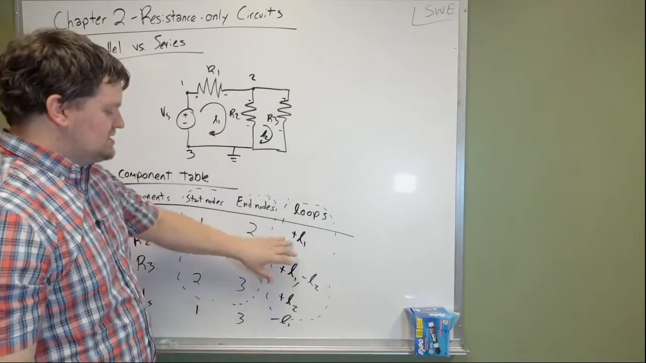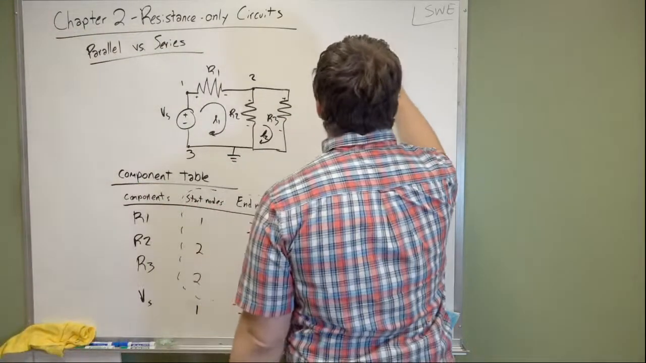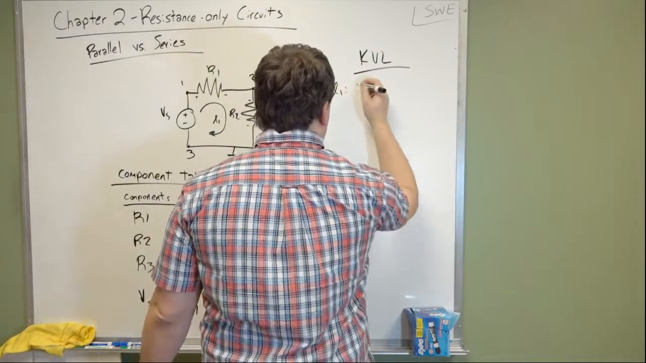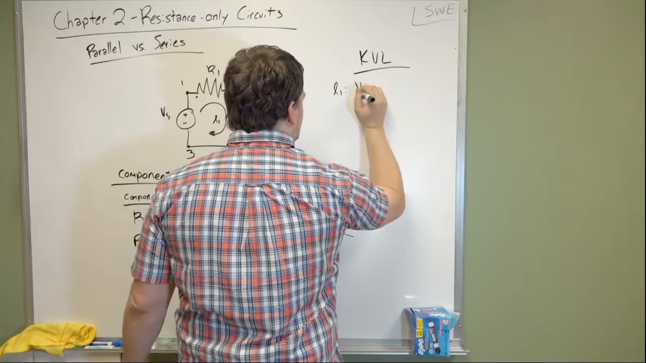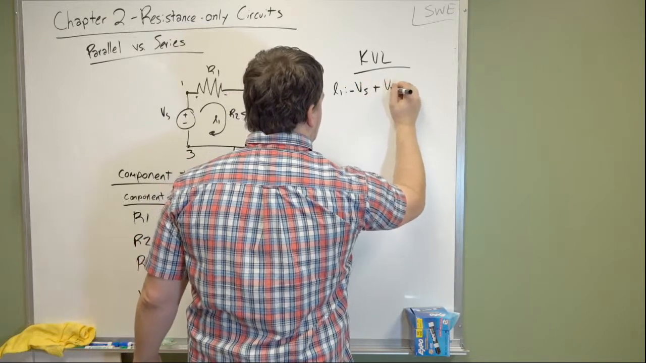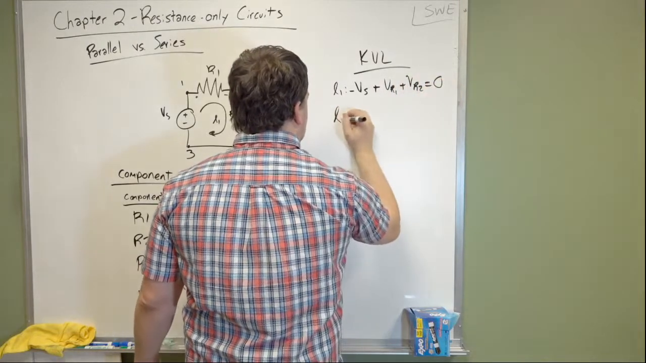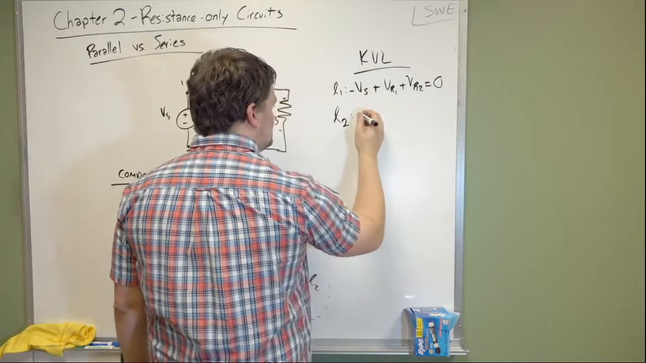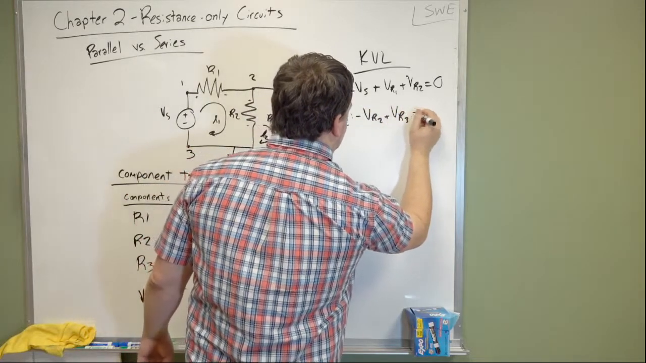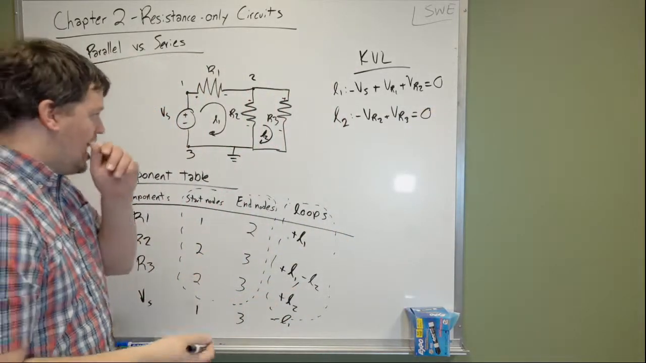So we can take these components that say loop 1 and generate our KVL equations. For loop 1, we have minus VS plus VR1 plus VR2 is equal to 0. And then for loop 2, we can say minus VR2 plus VR3 is equal to 0. Those are our two KVL equations.